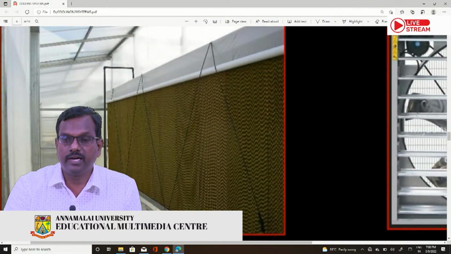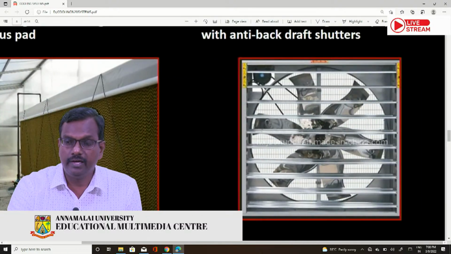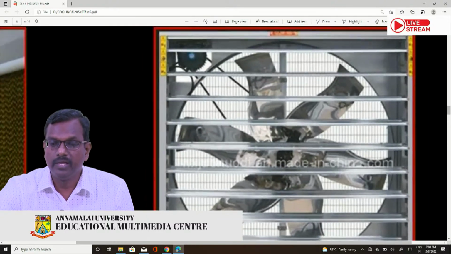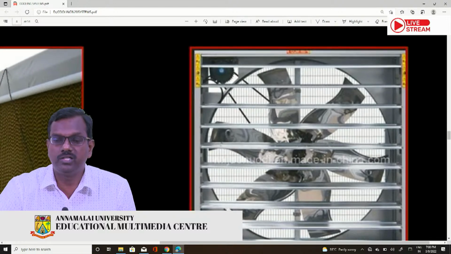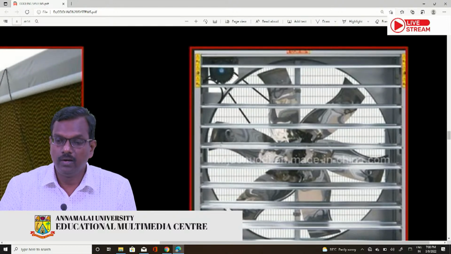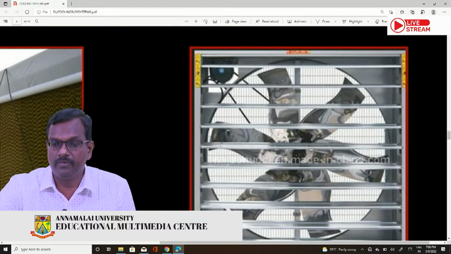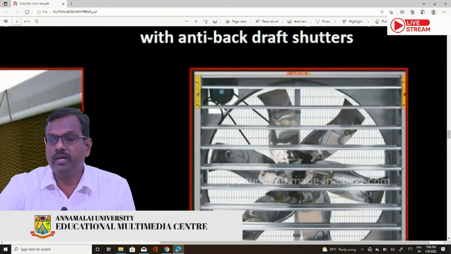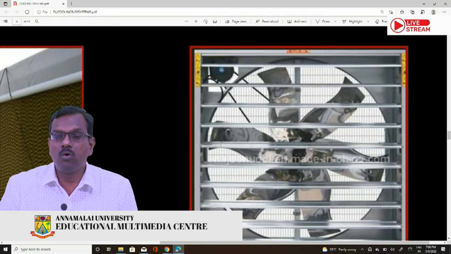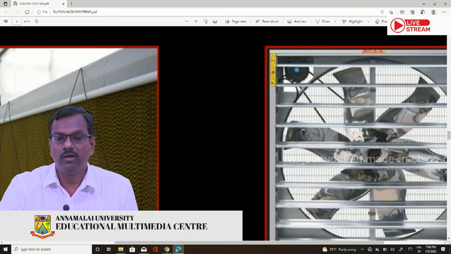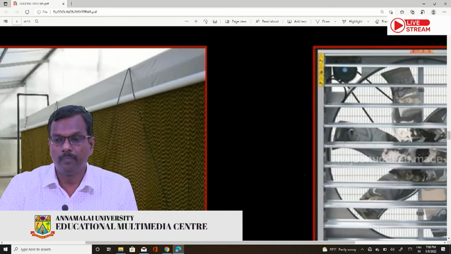This is on one side of the greenhouse, as I have shown already in the picture. On the other side of the greenhouse, you will have this exhaust fan, which will be a big fan similar to the fans fixed in the kitchen, right? But a little bit of modification will be there. In the kitchen, we use the exhaust fan to move out the unwanted air during cooking, right? Like that, whenever the air gets heated up inside the greenhouse, we have to move the air out, right?